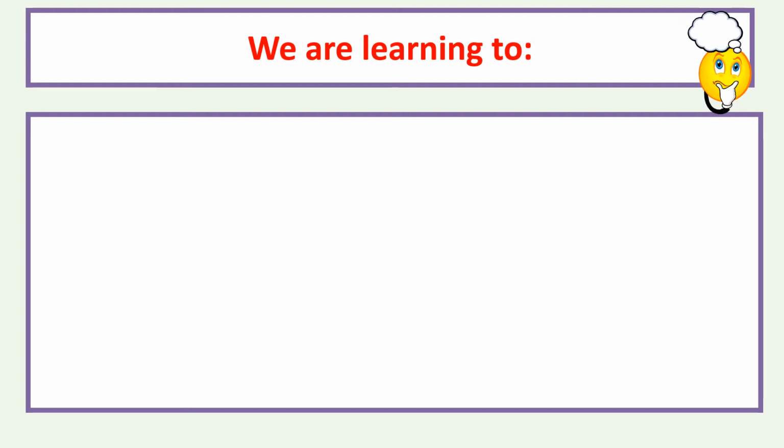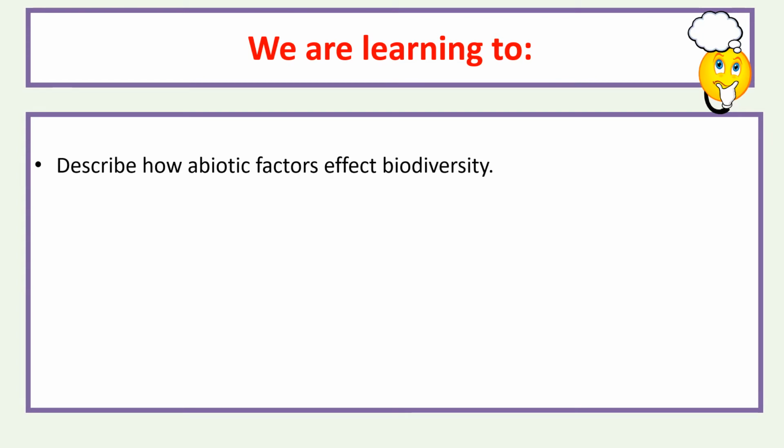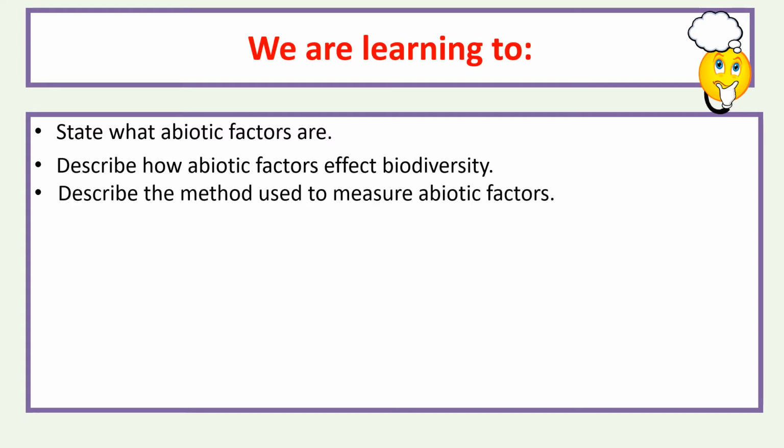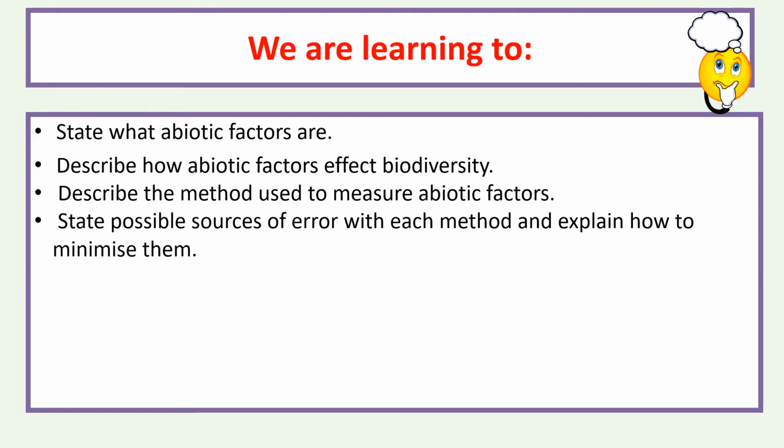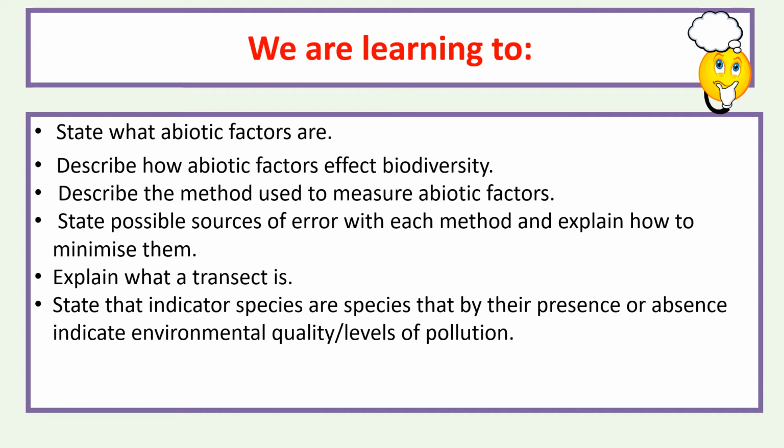So our learning intention is to state what abiotic factors are, to describe how abiotic factors affect biodiversity, describe the methods used to measure abiotic factors, to state the possible sources of error with each method and explain how to minimize them, to explain what a transect is, and to state that indicator species are species that by their presence or absence indicate environmental quality levels of pollution.